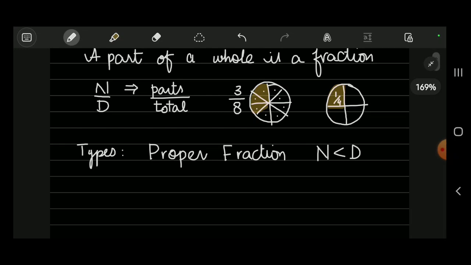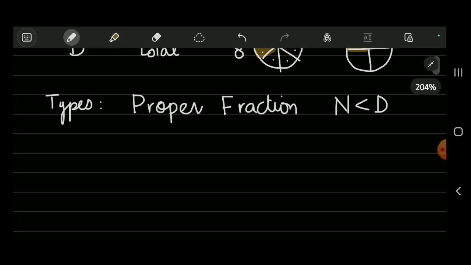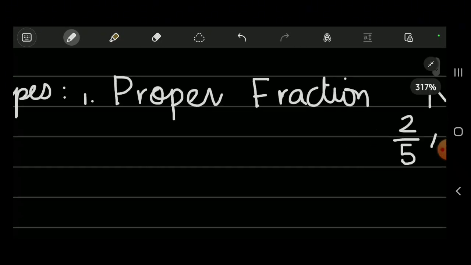That means, for example, 2 by 5. 2 is smaller than 5, or 8 by 9, or 15 by 20. All these fractions are proper fractions. This is the first type of fractions.